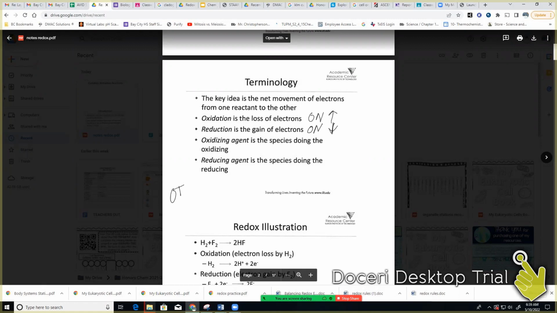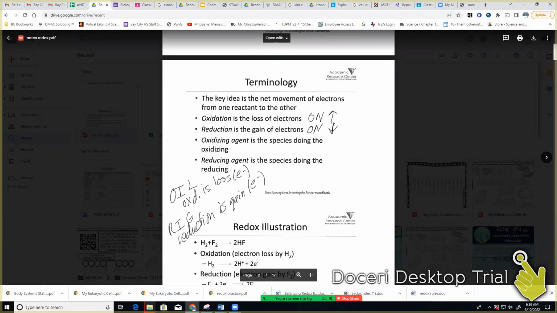This unit has some little mnemonics if you like them. OIL RIG. So that's oxidation is loss, and then the electron is implied. So oxidation is loss of electrons. Reduction is gain. And once again, the electron part is implied.